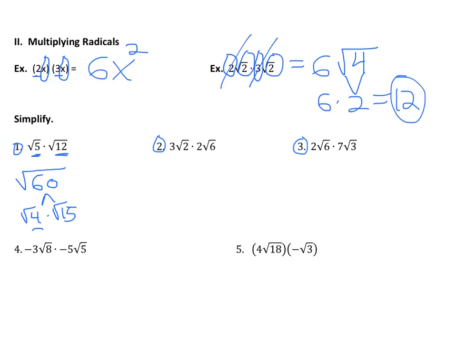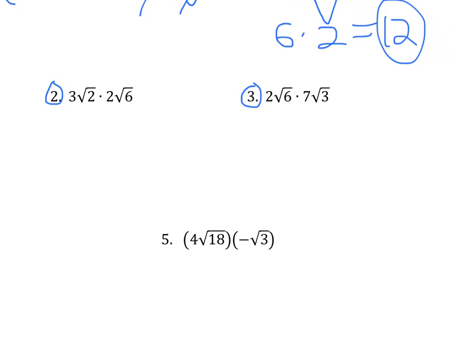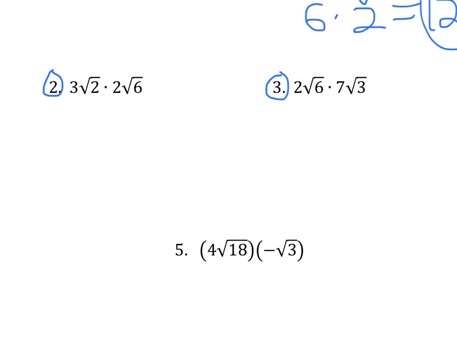This square root of 4 is 2. Square root of 15, there's no perfect square that goes into it. So it's just 2 root 15. You always make sure you're done when there's no perfect square that goes into the square root. All right, let's zoom in here to number 2. Number 2 is going to look a lot like the warm-up or the little example that we did. So let's split this up into 2 parts.